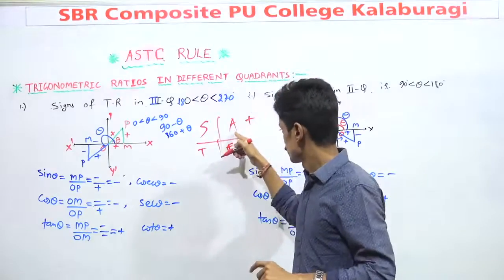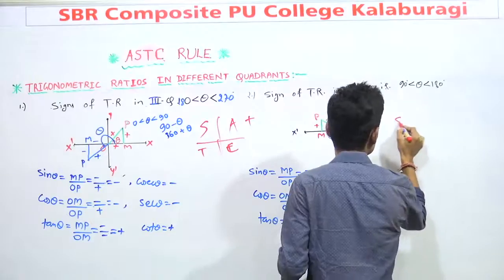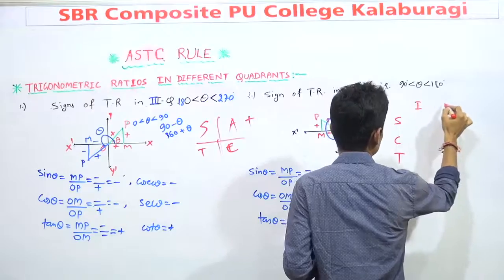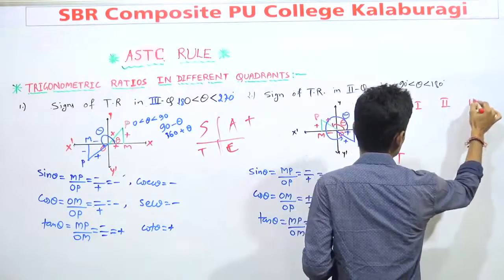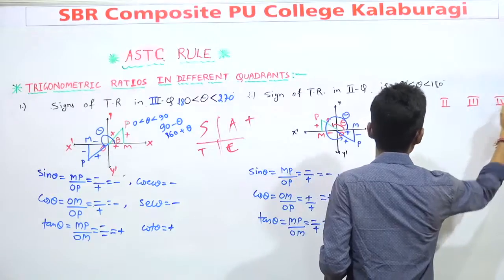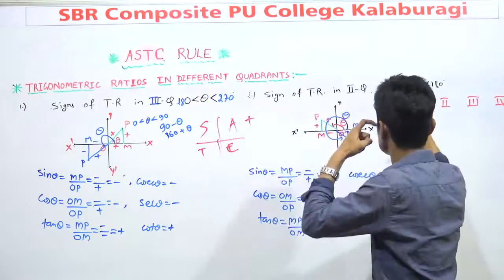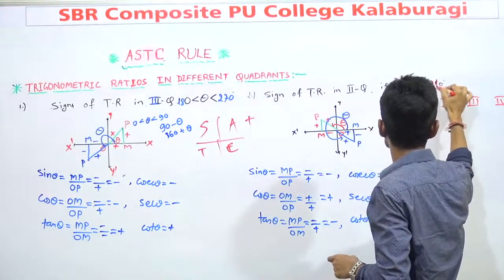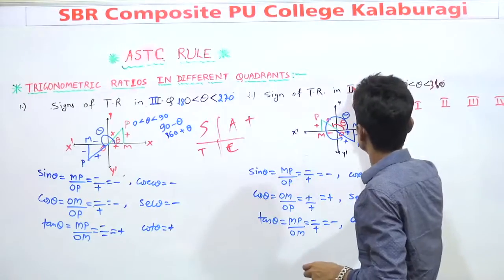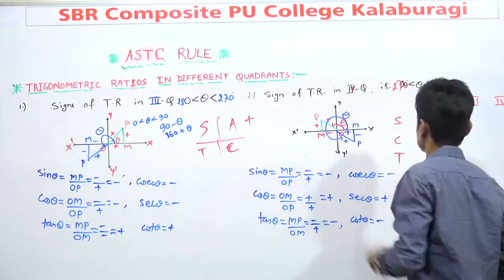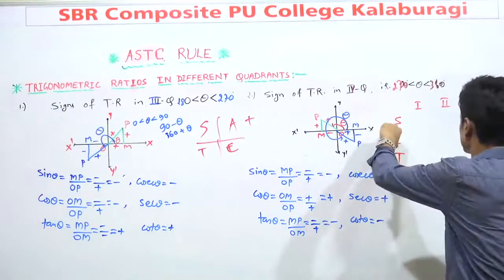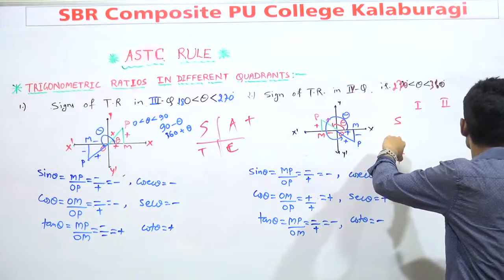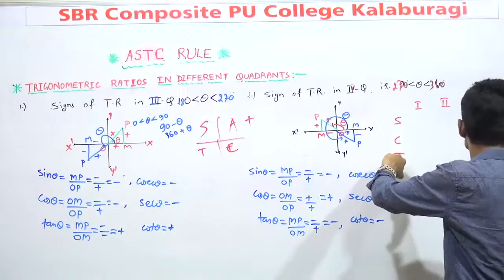I'll make a table here. This is the sine, this is the cos, this is the tan. This side is the first quadrant, this side the second quadrant, this side the third quadrant, and this side the fourth quadrant. Fourth quadrant means the angle is greater than 270 but less than 360. Now here sine, and I can write cosecant because of the reciprocal. Cos means I can write secant, and tan is cot.